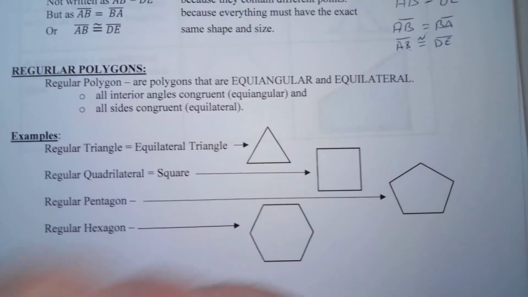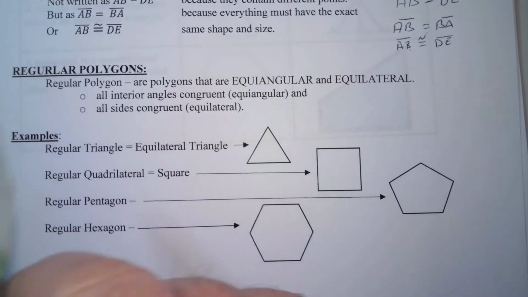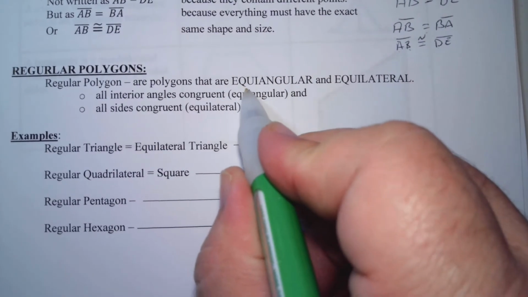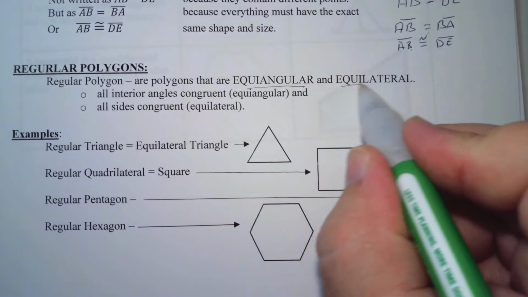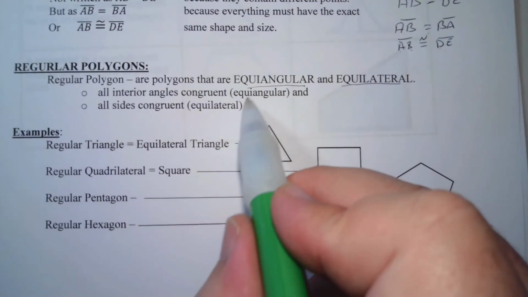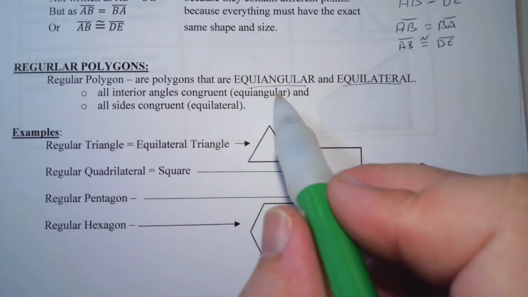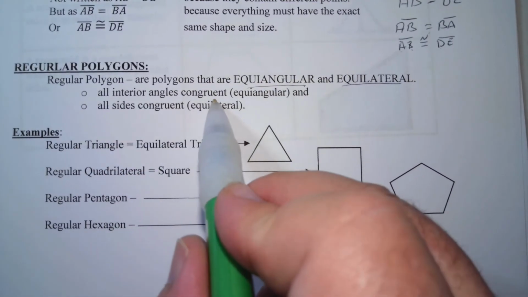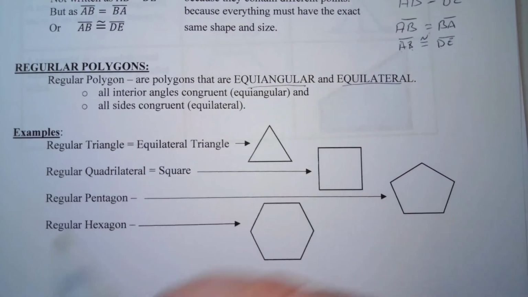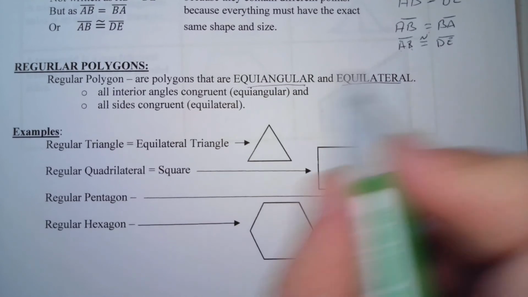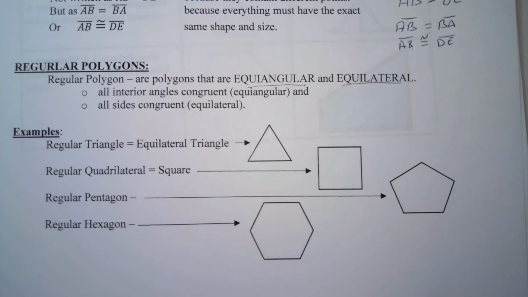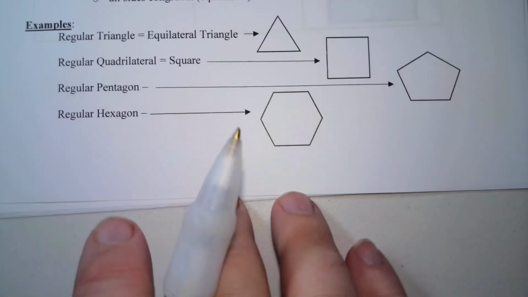Whenever you hear the word regular polygon, a regular polygon simply means polygons that are equiangular and equilateral. In other words, equiangular simply means they have the same interior angles. All interior angles are congruent. They're all the same. Equilateral, all sides are congruent. That means all the sides are equal length. Here's some examples of them.